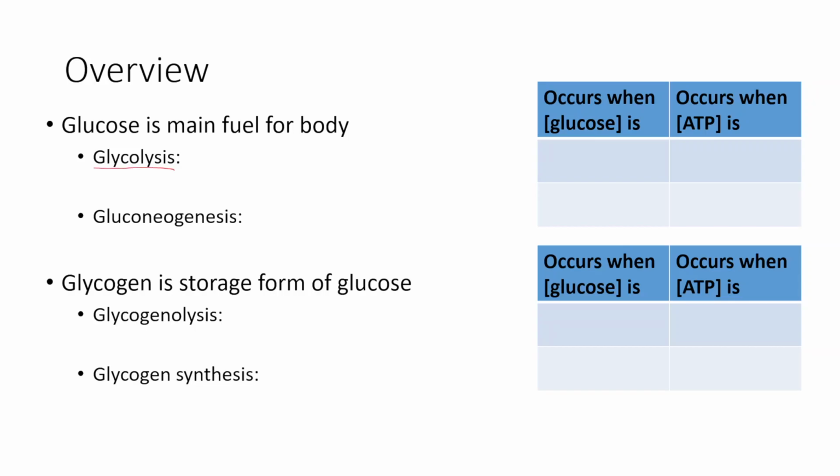So is glycolysis a synthesis or a breakdown pathway? Yeah, breakdown. And what about gluconeogenesis? Yeah, synthesis. So these are the opposite pathways for glucose. One is breaking down glucose, one is building up glucose. How about glycogen? Is glycogenolysis breaking down glycogen or building up glycogen? Yeah, it's breaking down. And what about glycogen synthesis? It's in the name. Yeah, it's a synthesis pathway.